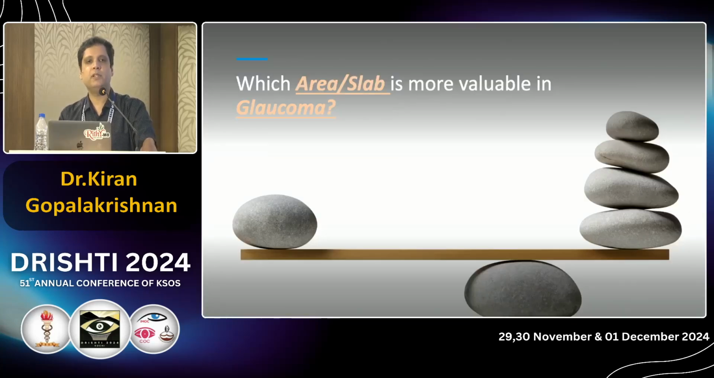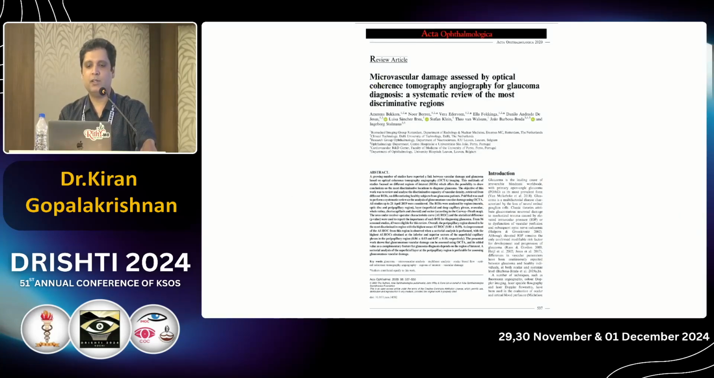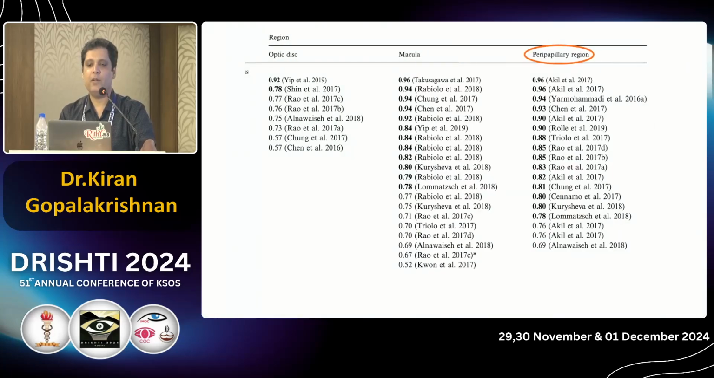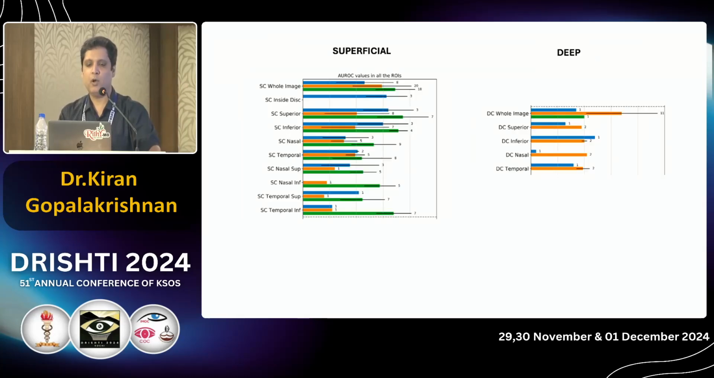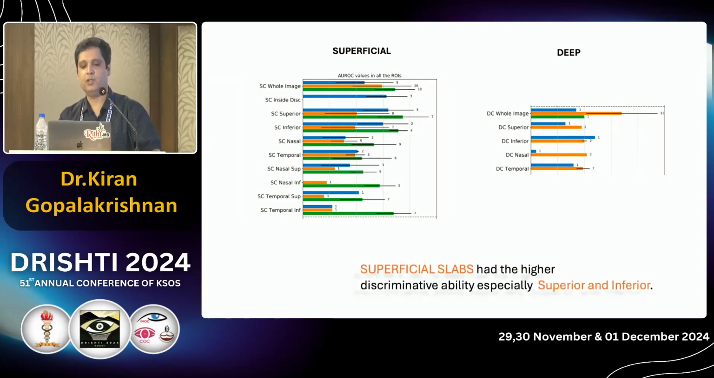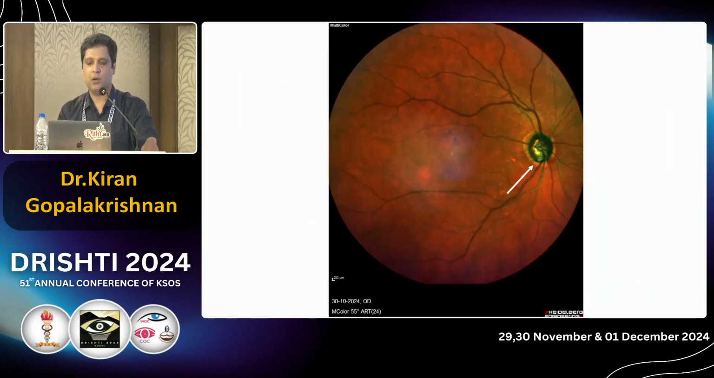So which area or slab is more valuable in glaucoma? This is a systematic review and you find that the peripapillary region had the highest discriminative abilities. That's the area that is more helpful in glaucoma compared to the other two. And among the two, superficial and deep slabs, if you understand the AUROC values, you will find that the superficial slabs have the higher discriminative ability compared to the deep slabs, especially in the superior and inferior regions, which makes perfect sense in glaucoma.